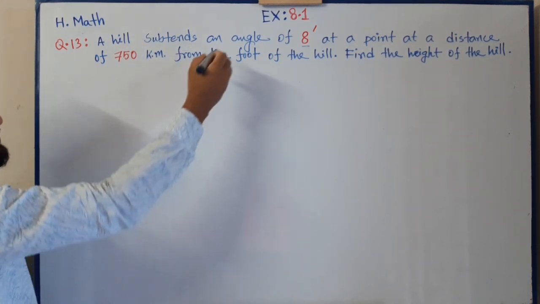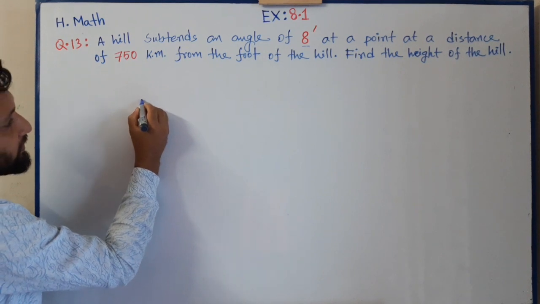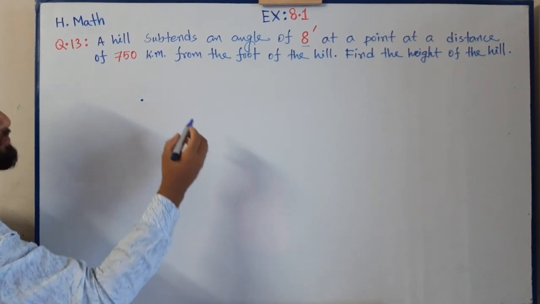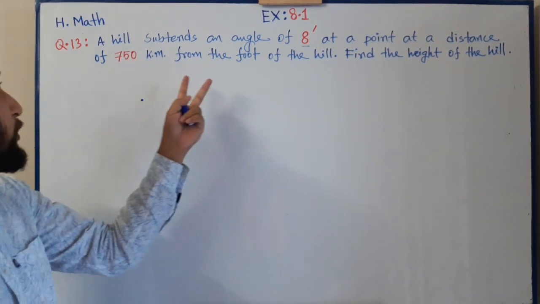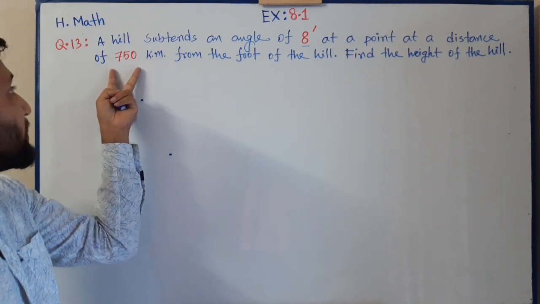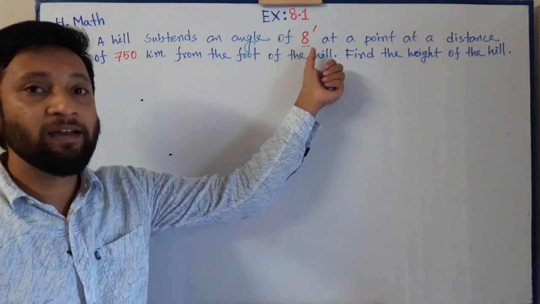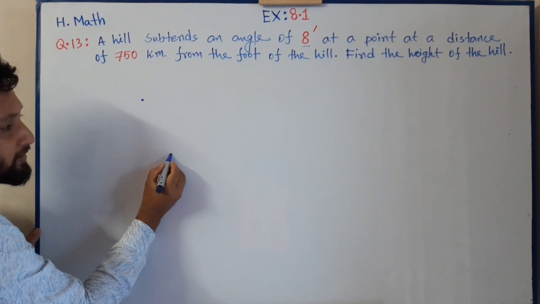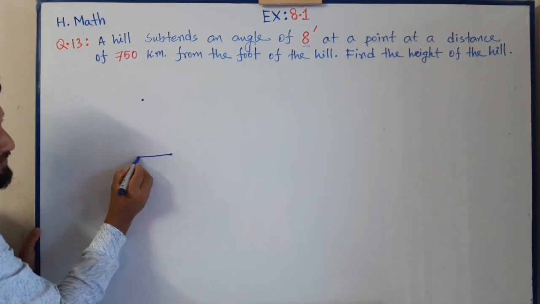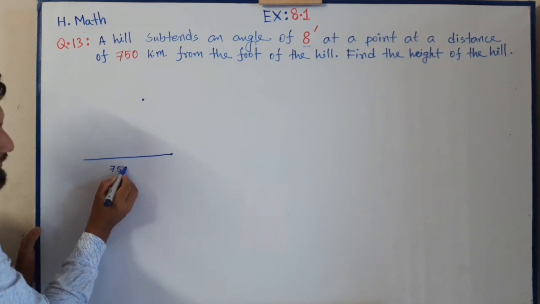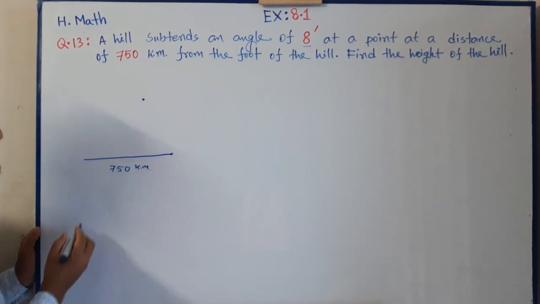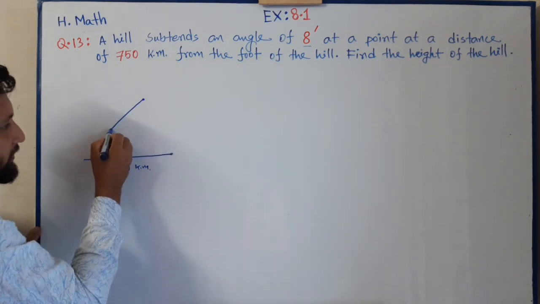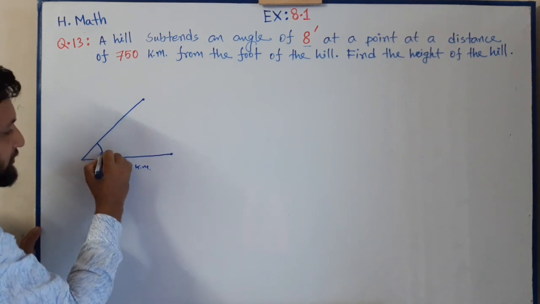At first, according to this question, imagine this is the top point of the hill and this is the foot point of the hill. From the foot point of the hill, along 750 kilometers, it makes an angle of 8 minutes with the hill. So this angle is 8 minutes.